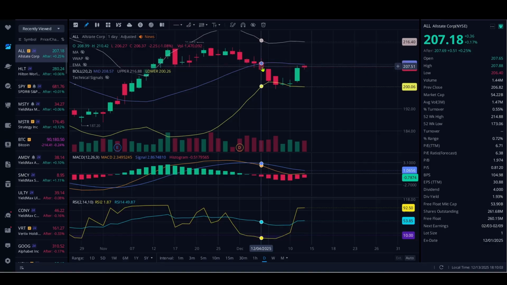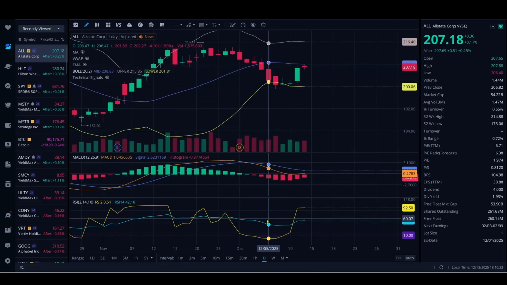I prefer that candle to be opened and closed under that midpoint of the Bollinger Band. So since this did run through it, I'm going to hold off and see if the next day it opens and closes under that midpoint. And the next day you can see that it did. It opened and closed under that midpoint of the Bollinger Band. So this one's looking good.